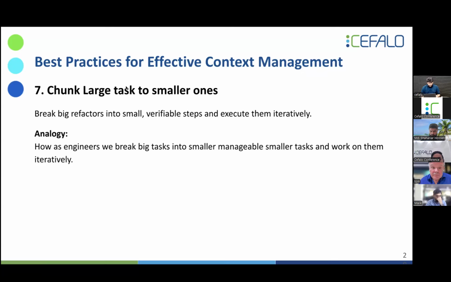The seventh one is chunking large tasks into smaller ones. I think it's pretty basic, like how we engineers break big tasks into small manageable tasks, work on them iteratively and then merge them. For AI, it's also the same thing. If you have a big context, or you want to make very big changes, it's better to create small tasks, small verifiable steps from them, and execute them separately and iteratively.